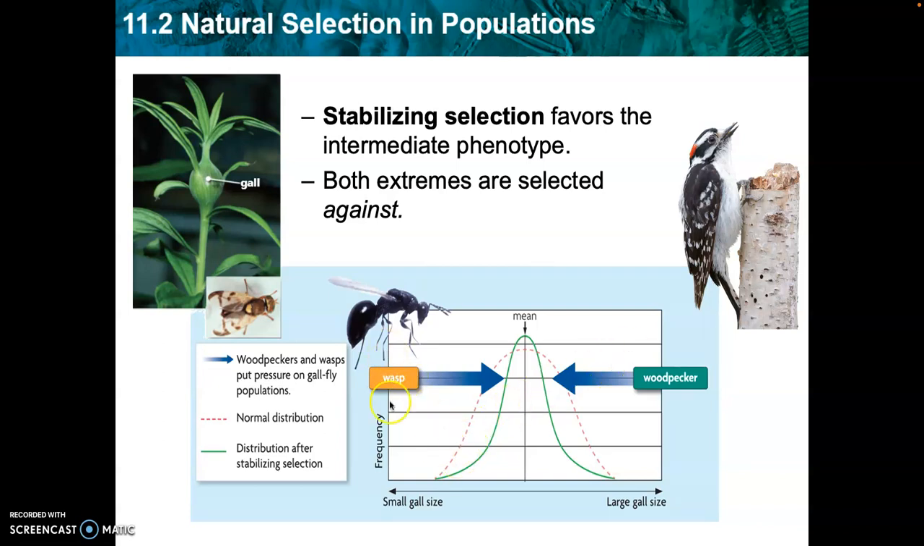So we have a situation where a small gall size is bad because of the parasites, but a large gall size is bad because it will be eaten by predators. So that is selection that is going to favor this intermediate gall size, or a size that is somewhere in between those two extremes. That is going to make our curve look taller and spikier and less wide and rounded compared to that original bell-shaped curve that we had in the population. So again, this is an example of stabilizing selection, and it occurs when the intermediate phenotype is beneficial, but both extremes are being selected against.